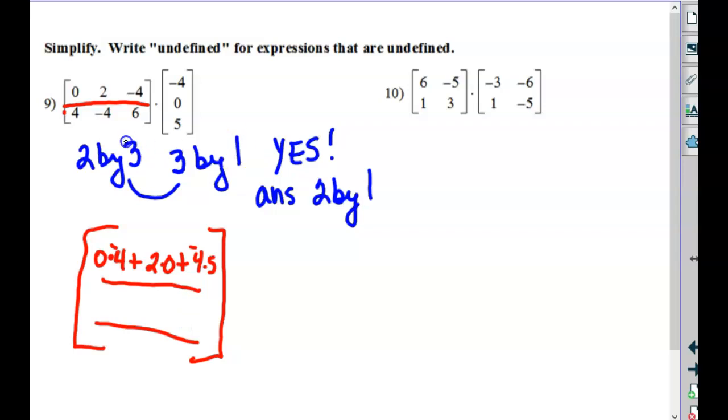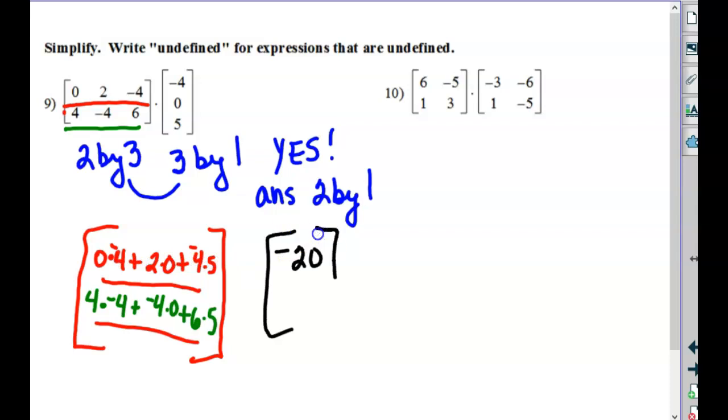And then we're going to go back and do row by column again. So that one down here is going to be what? 4 times -4 plus -4 times 0 plus 6 times 5. Okay. What does that actually become? Let's see, that would be 0, 0, and -20, isn't it? And this one is -16 plus 0 plus 30. Is that 14? Okay.